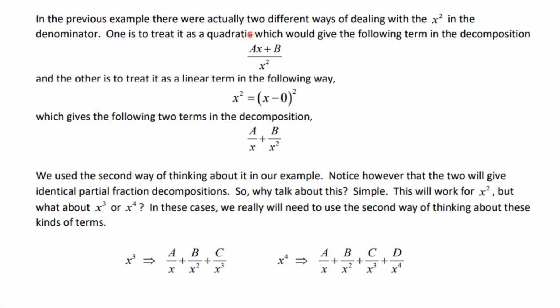Now, in the previous example, there were actually two different ways to deal with the x squared. One was to treat it this way, and the other was to treat it this way. Now, you get the same answer. And so you might say, well, why are we talking about this? Well, the answer is simple. It will work for x squared, but it'll also work for x cubed or x to the fourth. So if you're doing x cubed in the denominator, you could say, oh, it's a over x, b over x squared, c over x cubed. And x to the fourth could be this way.